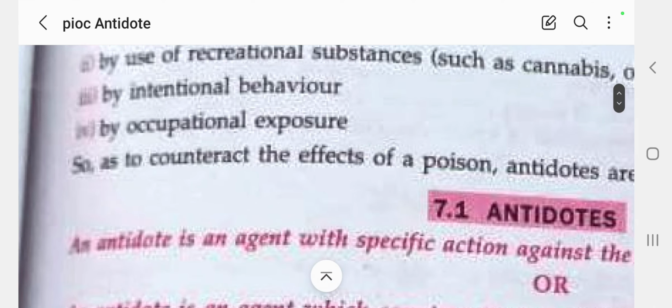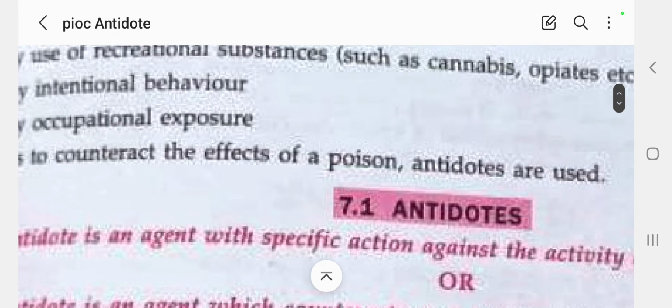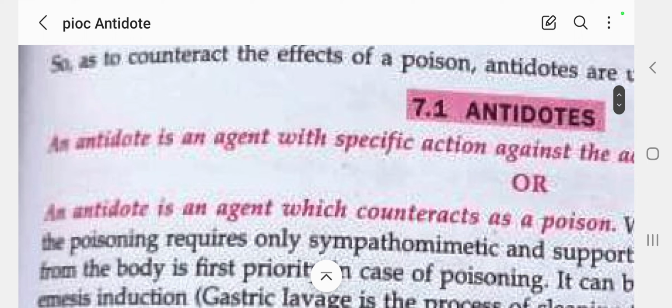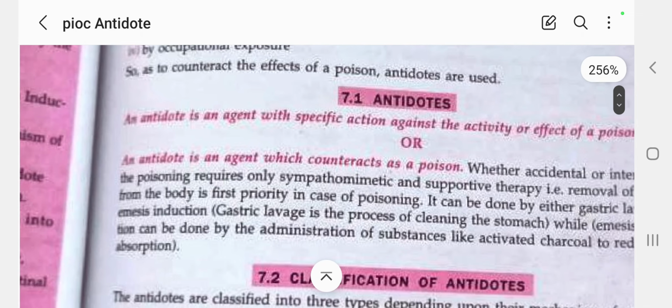So as to counteract the effect of poison, antidotes are used. In order to prevent illness and also death, we immediately treat them with the antidote. Here the antidote plays a major role. Okay, next we'll see the definition of antidote.